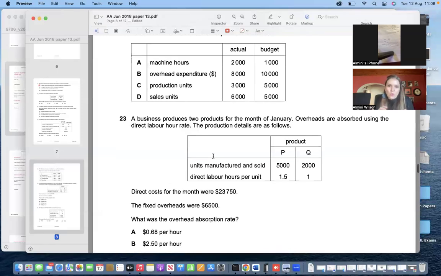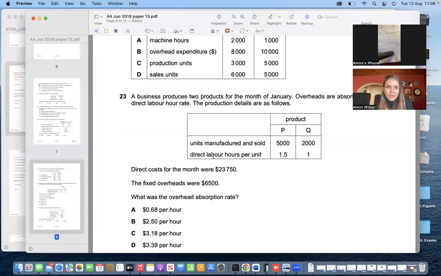Overheads are absorbed using the direct labor hour. So obviously they're more labor intensive. That's normally how you choose what to do your OAR on. The production details are as follows. For P, we've units manufactured and sold with 5,000, and for Q, 2,000, and then direct labor hours per unit 1.5 and 1. The direct costs per month were that much, and the fixed overheads were that much.